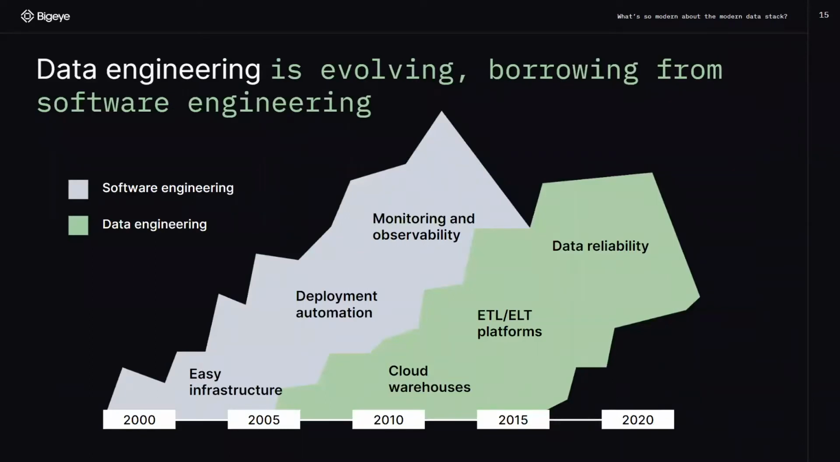My claim is that data engineering is evolving. This coevolution is borrowing lots of ideas from software engineering. Not a new idea, but one I think is very powerful and leads us to a bunch of different conclusions and things that we can think about what's going to happen moving forward.